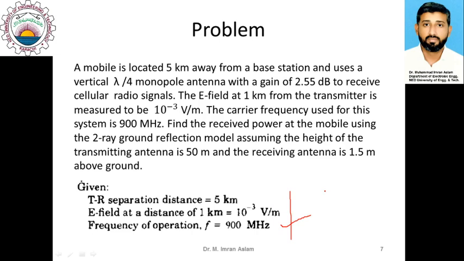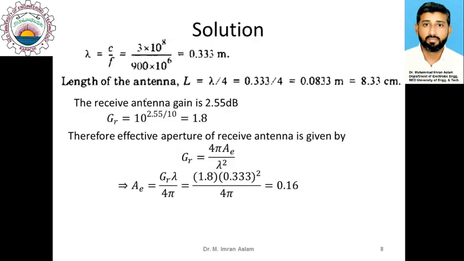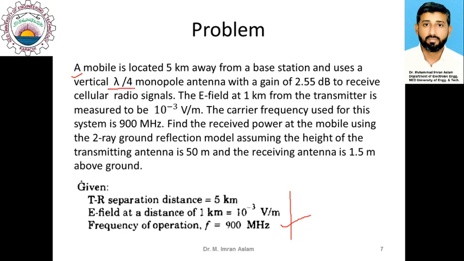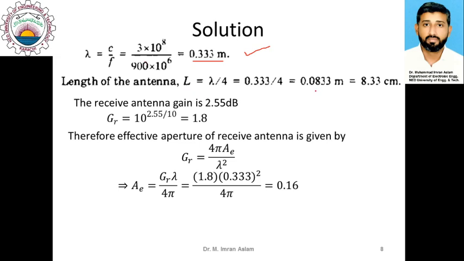From frequency, it is convenient to calculate wavelength, because we are given the quarter wavelength antenna. Lambda, which is given as c over f, can be calculated by dividing the speed of light, c, by the operating frequency. So c is 3 into 10⁸ divided by 900 into 10⁶, and we get the wavelength to be equal to 0.333 meters. As mentioned in the problem, we are using a quarter wavelength antenna, lambda by 4, so we can calculate the length of the antenna, which is actually 0.0833 meters or 8.3 centimeters.